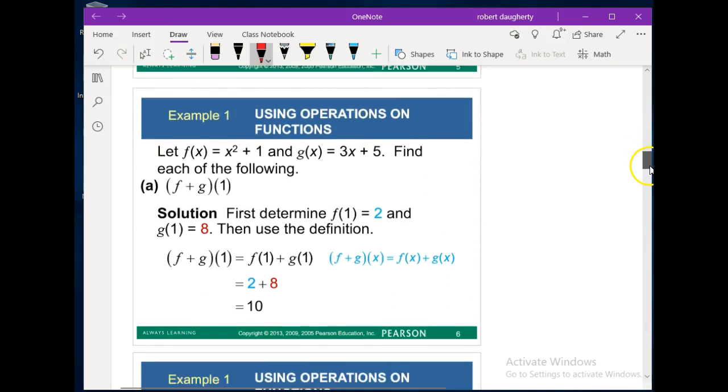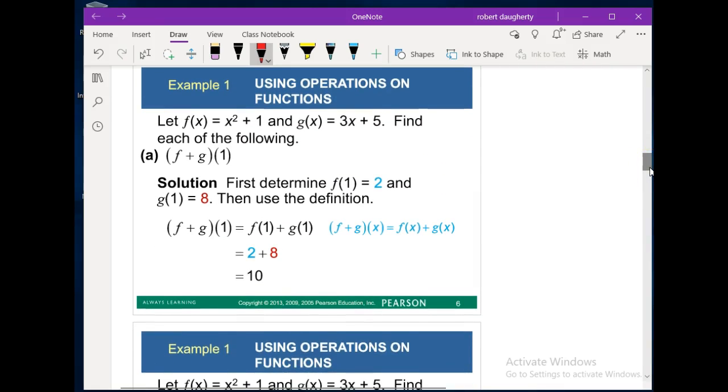Let's just move on and do a couple of examples. So I've got two functions. F of x is x squared plus 1. G of x is 3x plus 5. Find f plus g of 1. Anytime I see f plus g of x, what that really means is just simply f of x plus g of x. So I'm asked to find f plus g of 1.